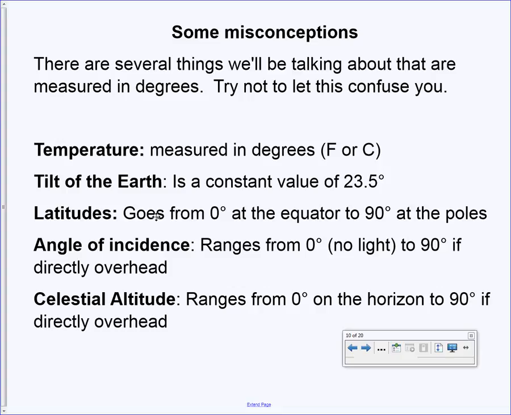Latitudes on Earth go from 0 at the equator to 90 at the poles. The angle of incidence refers to the angle of sunlight coming in, and that can also range from 0, which would be no light, to 90 if the sun is directly overhead. And then the celestial altitude, as we just learned, ranges from 0 to 90, depending on where the object in the sky appears relative to the horizon.